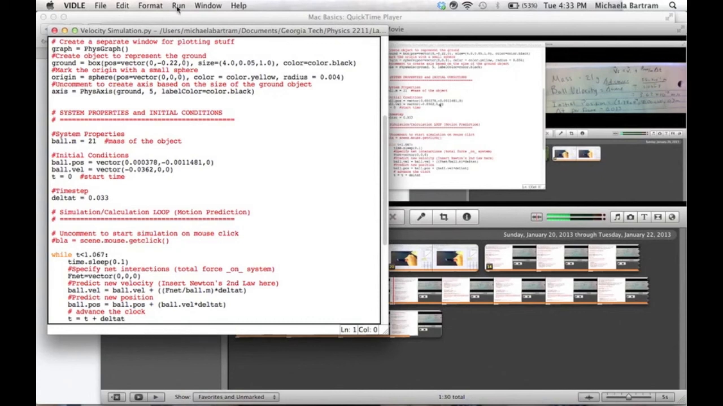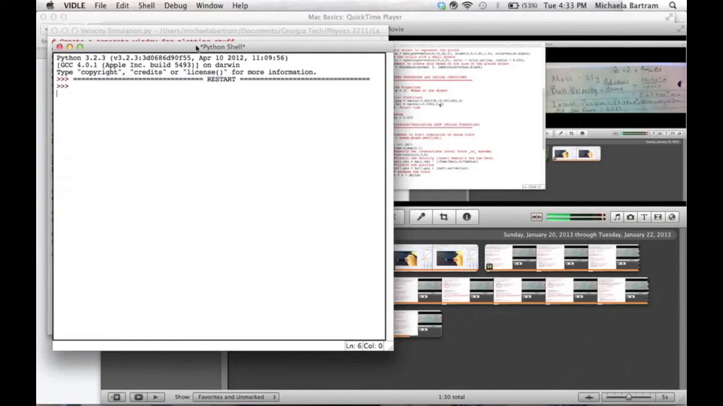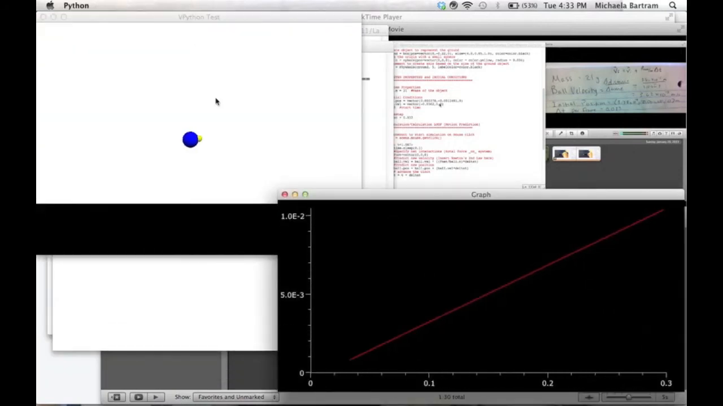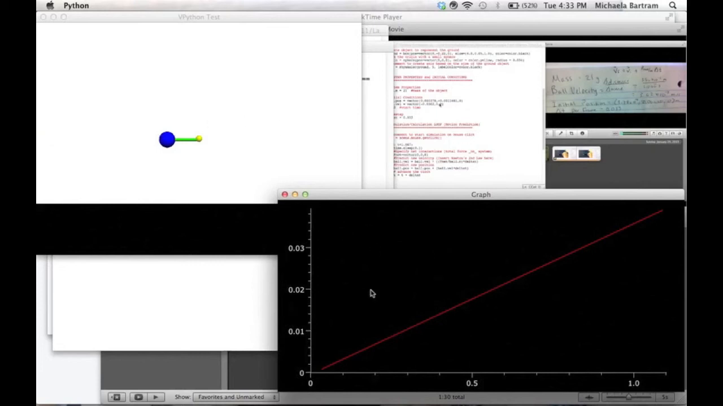So we're going to go to run module, and it's going to take a second, and then we will see our ball moving to the left, which it does in the video on Tracker, and our graph going in the positive direction with a positive slope, and it is linear, which is good.